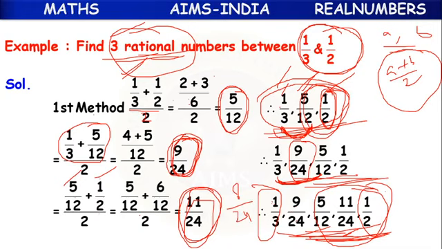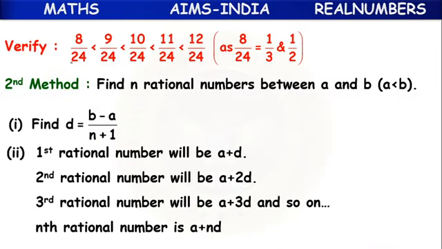9 by 24 we will keep the same. 5 by 12 we will multiply with 2, so it will become 10 by 24. 1 by 2 we will multiply with 12. It will become 12 by 24. So okay, children.